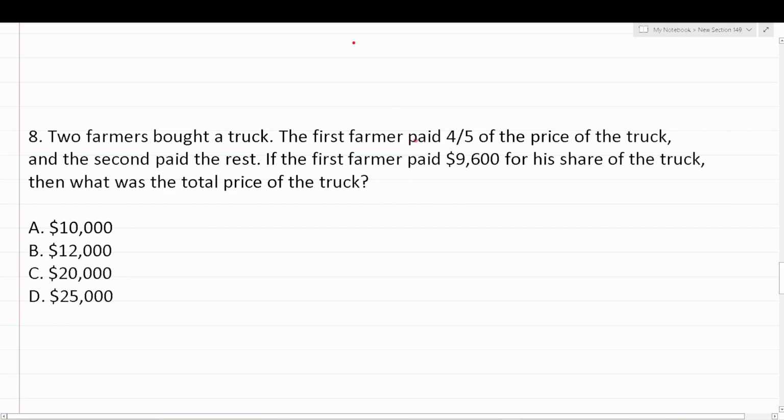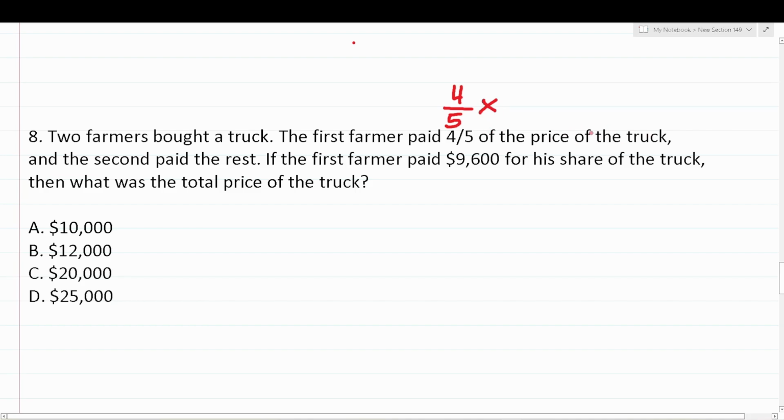It says the first farmer paid 4/5 of the price of the truck. And let's go ahead and work on converting this to an equation. It says right here, 4/5. In math, we typically associate the word of with multiply.